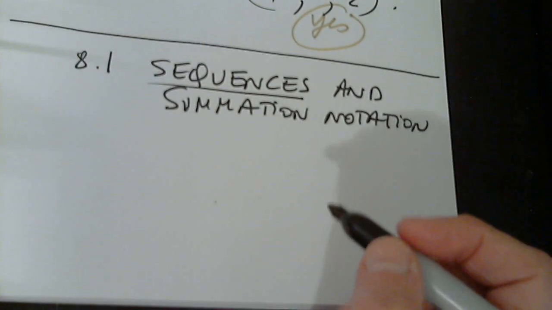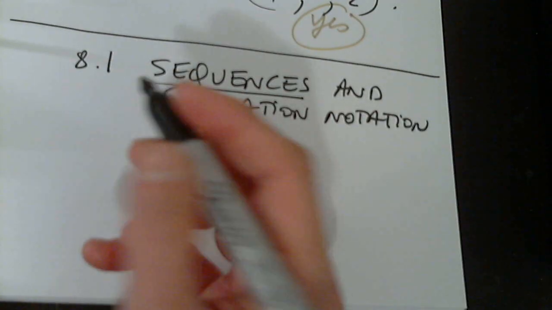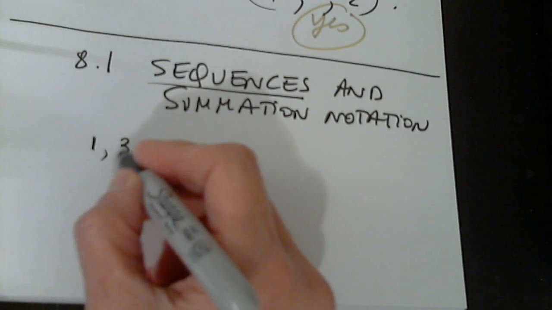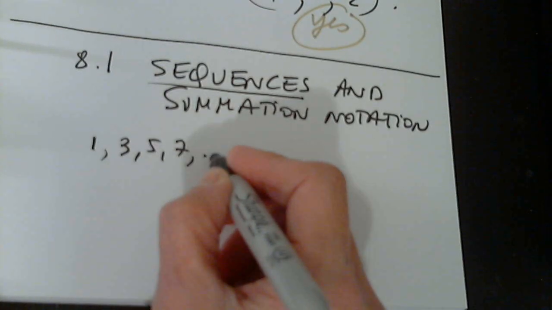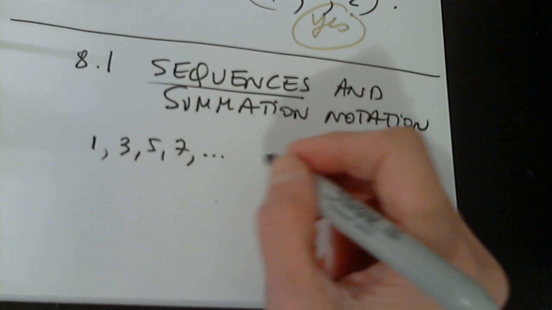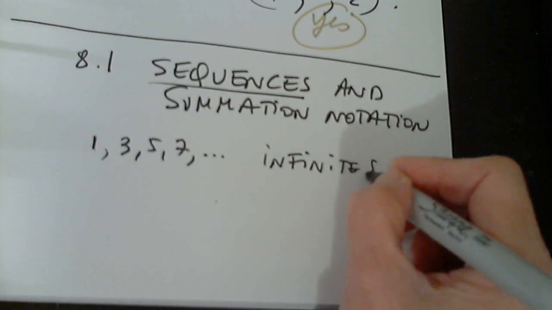What is a sequence? It's a list of numbers. So a sequence may be 1, 3, 5, 7, ... This is, if I put ... it's an infinite sequence.